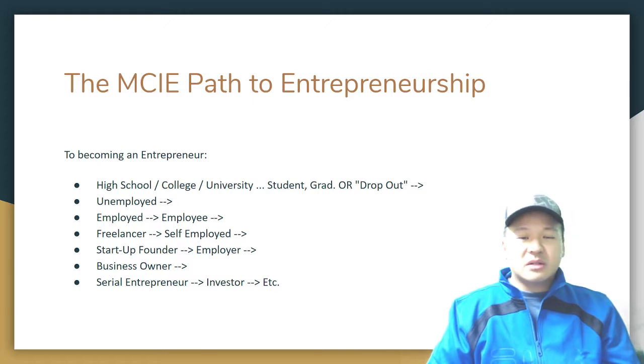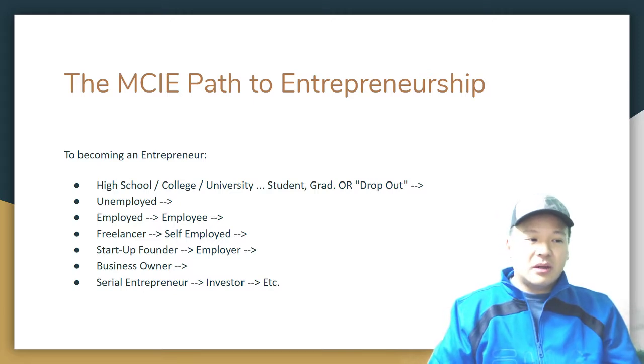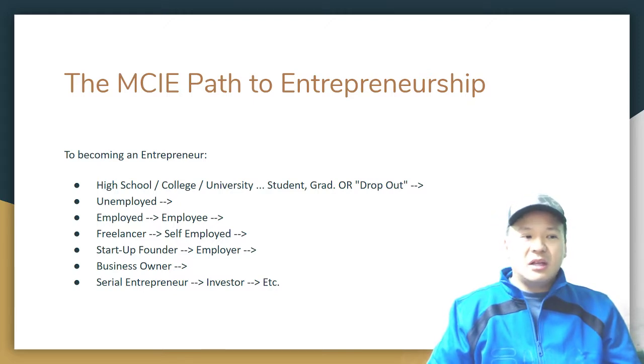Next is, once you start the company, you've tasted it and you like it, you want to start more companies, more businesses, right? So you become a serial entrepreneur, you have multiple businesses, you might even be an investor, you might buy other companies, invest in all kinds of stuff. You can be an investor, which means your money is more passive and you make money even though you are not necessarily working. That's the idea, to have multiple businesses.